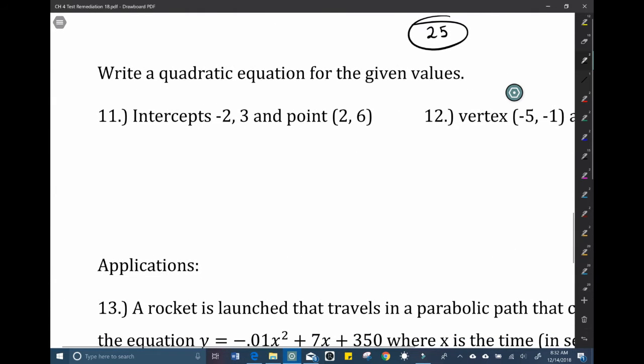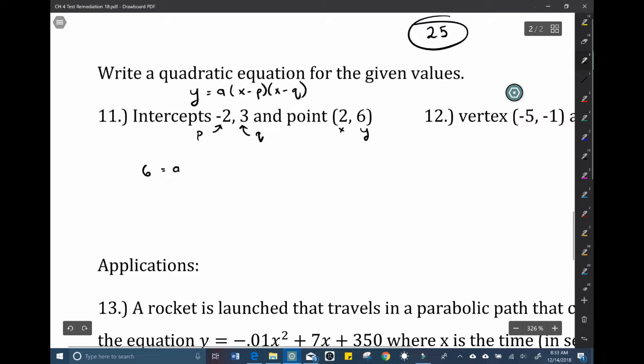Okay, write a quadratic equation for the given values. Intercepts. If you're using intercepts, that was a times x minus p and x minus q. Intercepts would be, this would be your p, that would be your q, this is x, this is y. Okay, substituting everything in. 6 equals, remember, a is the thing we're trying to solve for. 2 minus negative 2.